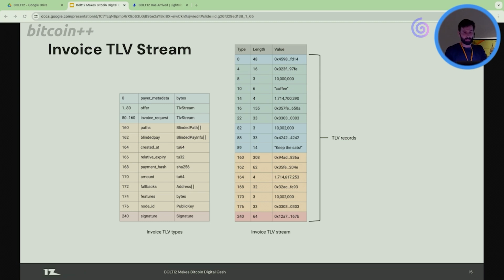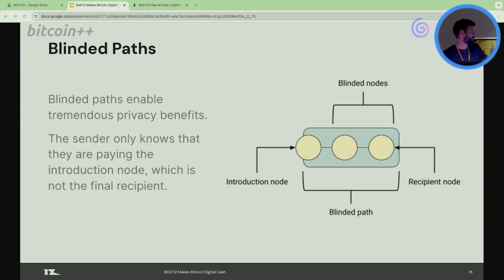All right, so let's get into blinded paths. I'm not going to get into the nitty gritty of the cryptography around this, but I'll describe what it is and how it's used. This is a key part of BOLT12. It offers a tremendous amount of privacy for the recipient, and also for the sender, because if you're sending an invoice request, the reply path is using these blinded paths as well.